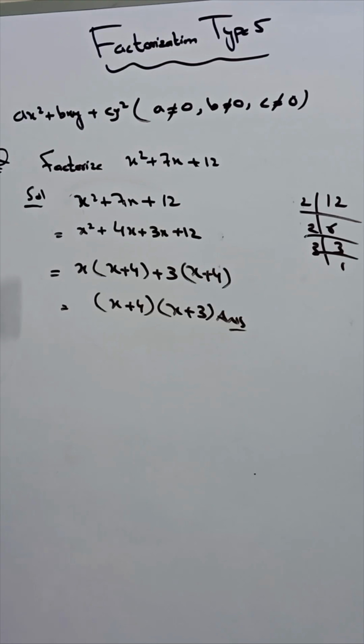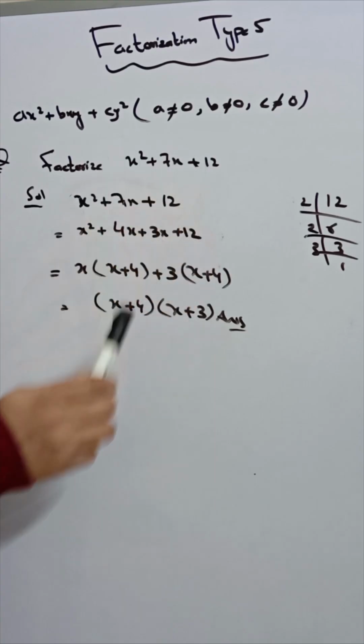In type 5, you don't need to use the previous 3 formulas: a plus b whole square, a minus b whole square, a square minus b square, right? You have to make factors of it to find your answers. How is it? Let's begin. The question is x square plus 7x plus 12.